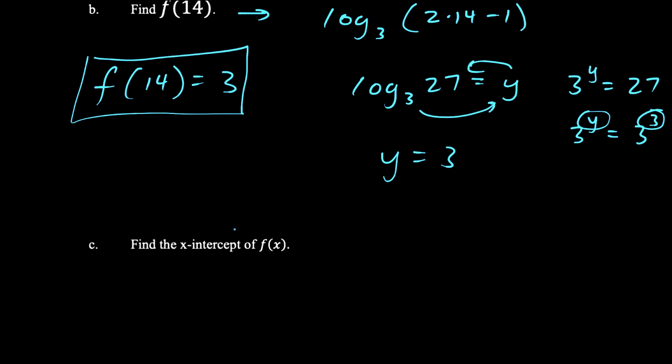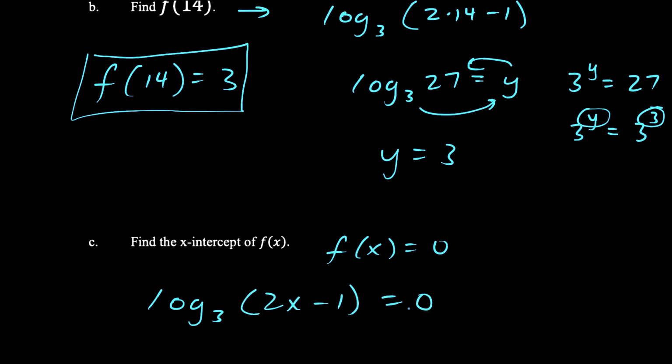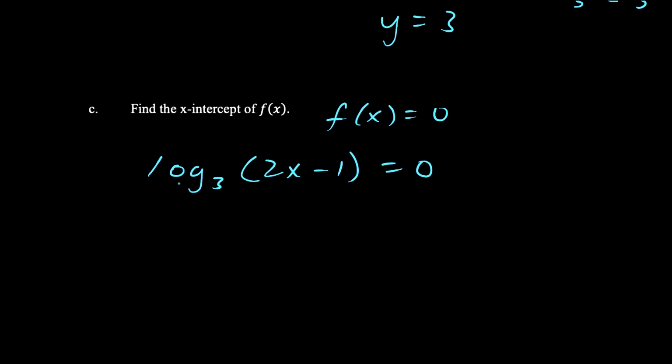Last question says find the x-intercept. So remember, x-intercepts are when y equals 0, or in our case, f of x equals 0. So we're going to say that the equation log base 3 of 2x minus 1 equals 0. So again, we have it reduced to the log of an argument, so we can use our little log loop. So we're going to say 3 to the 0 is equal to the argument 2x minus 1.